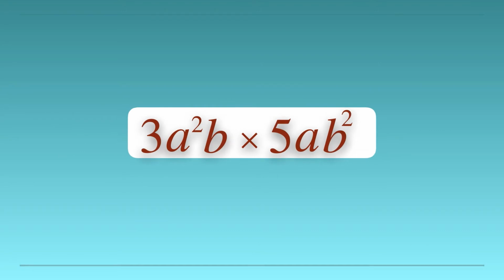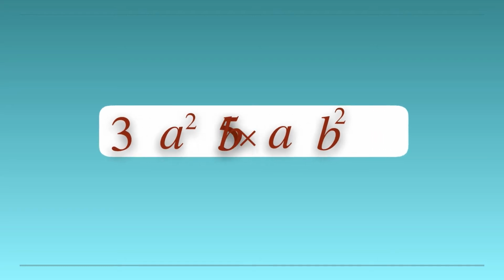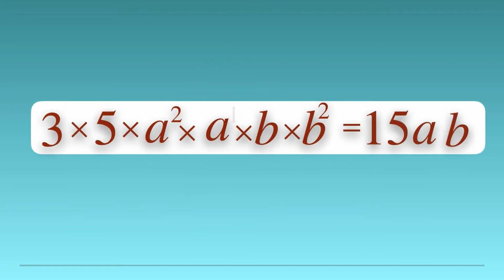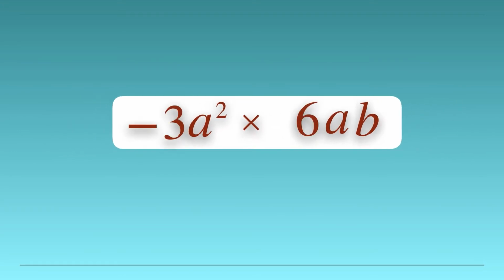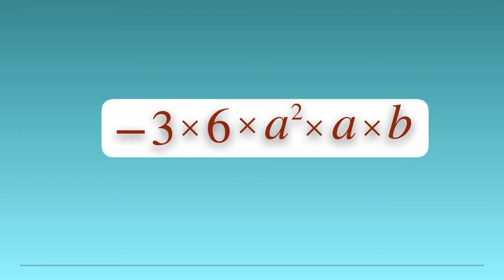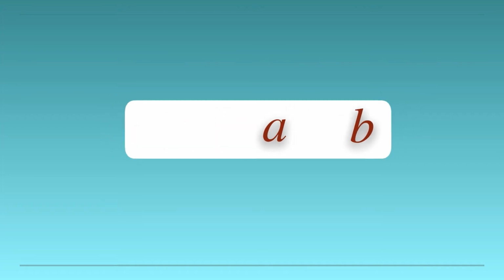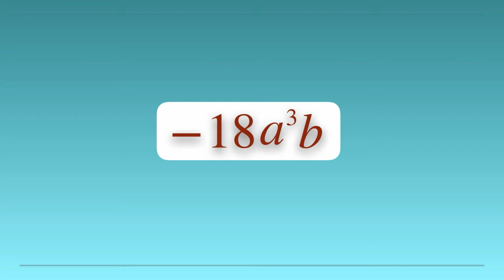When multiplying 3a squared b with 5ab squared, we multiply 3 with 5 and a squared with a and b with b squared. Multiplying the numbers together gives us 15, and adding the powers on a and b gives us a to the power of 3 and b to the power of 3. So the final answer is therefore 15a cubed b cubed. When you multiply minus 3a squared with 6ab, this is equivalent to multiplying minus 3 with 6 and a squared with a and b, which means multiplying minus 3 with 6 gives you minus 18, and multiplying the letters gives you a cubed b.